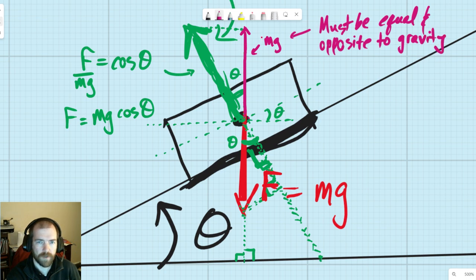And I guess negative if you want to get really technical, but it's fine. Most of the time we're just trying to find the size of the force. And so in this particular case, mg cosine theta is just going to get us the actual force that's going against gravity and pushing off against the inclined plane.